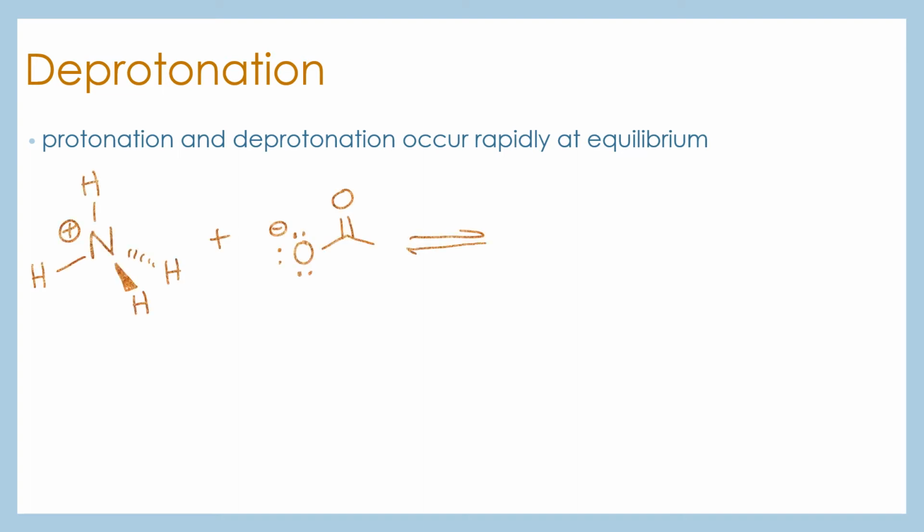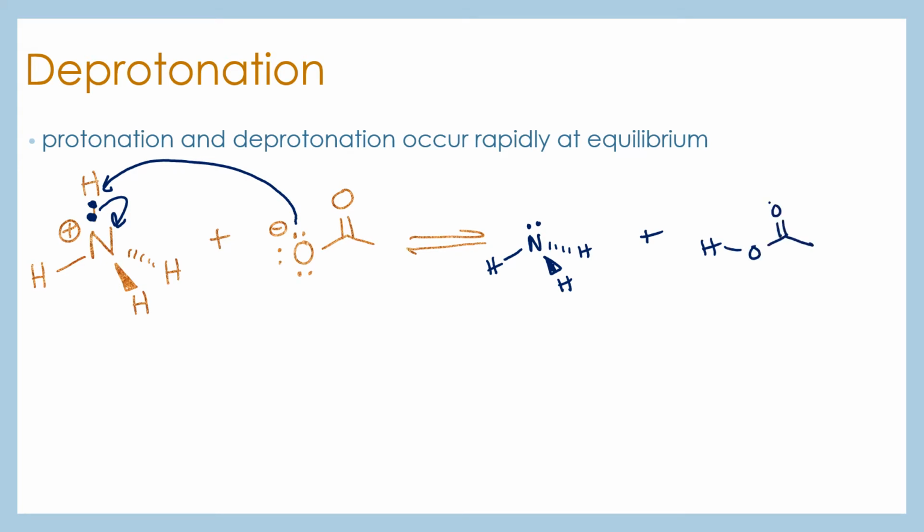So let's look at the reaction of ammonium and acetate. Ammonium has a positive charge. It has an extra proton here. And acetate has a negative charge. It's looking for a proton. So it can pick up one of the protons on ammonium, and then the electrons in this covalent bond get put back onto the nitrogen. This leaves us with ammonia, which has a lone pair on the nitrogen, and the conjugate acid of acetate, which is acetic acid.